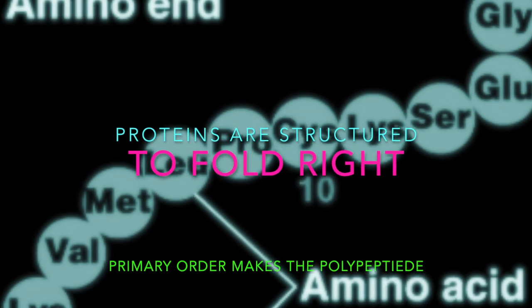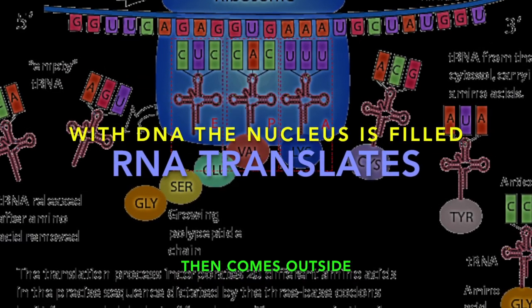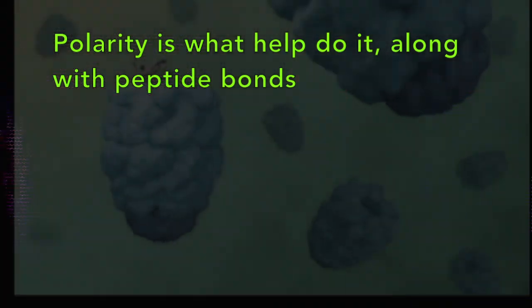Proteins are structured twofold, right? Primary order makes the polypeptide. With DNA, the nucleus is filled. RNA translates and comes out sides. Polarity is what helped do it.